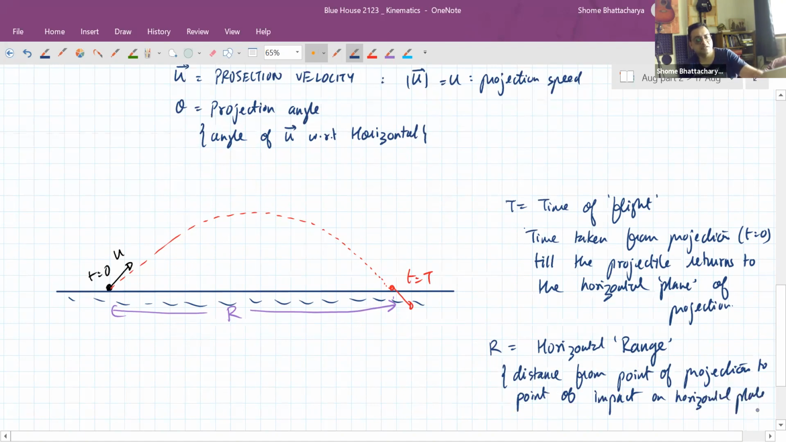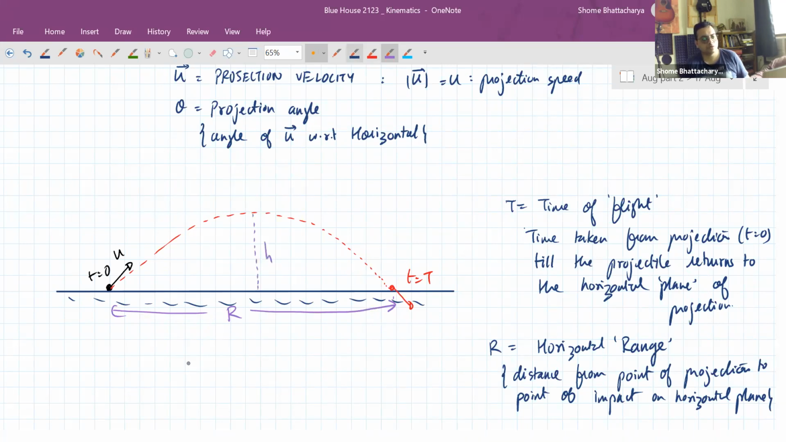So we'll see that these are standard quantities for which we will develop formulae, just like we had formulae for maximum height and time of flight in vertical motion. Now we have one more term here, which is the maximum height the projectile achieves from the ground level. So for that also we'll develop a formula.